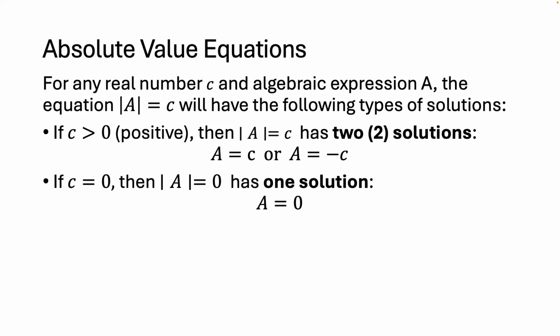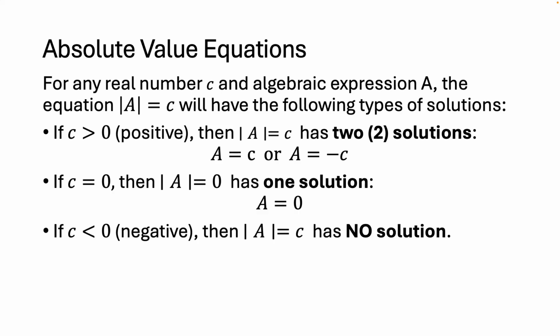If c equals 0, then the equation, the absolute value of a equals 0, has one solution. You'd set that algebraic expression equal to 0. If c is less than 0, in other words, if c is negative, then the equation, the absolute value of a equals c, has no solution. This goes back to what we previously mentioned, that the absolute value is always positive and it will never be negative.